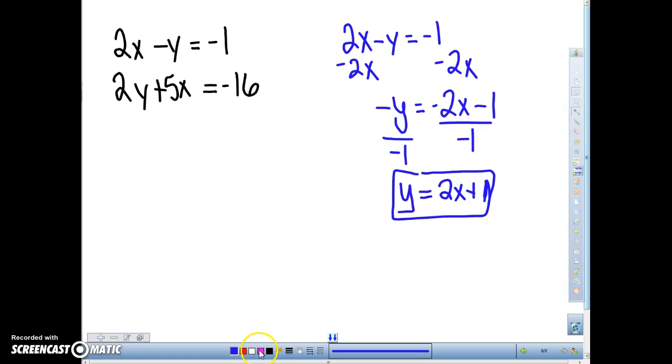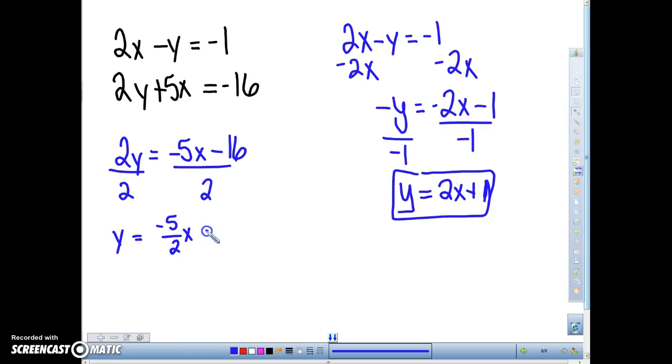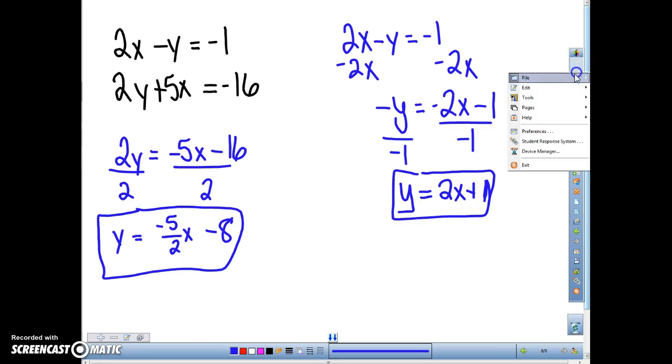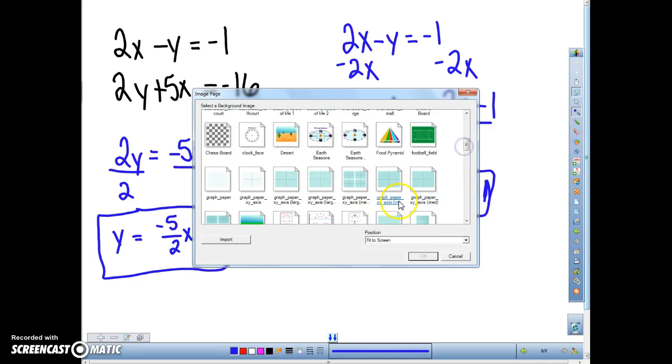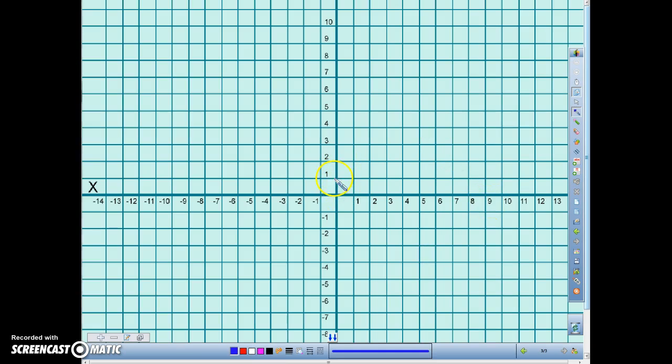On the second equation, let's subtract the 5x over, so you have 2y equals -5x minus 16, and then divide everything by 2. So y is equal to -5/2 x minus 8. Let's go ahead and graph function 1. It crosses at +1 and goes up 2 over 1 because it has a slope of +2. Up 2 over 1.